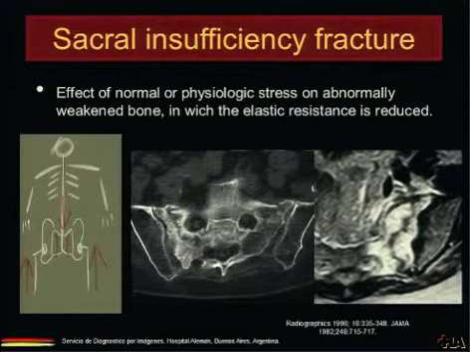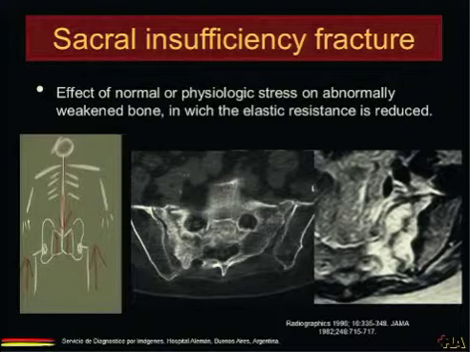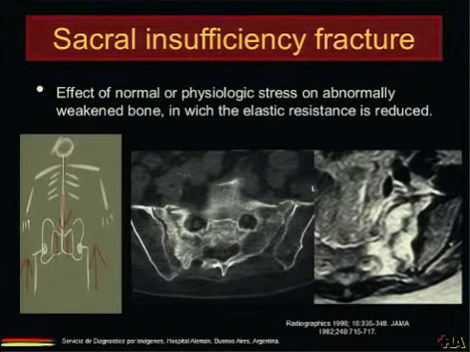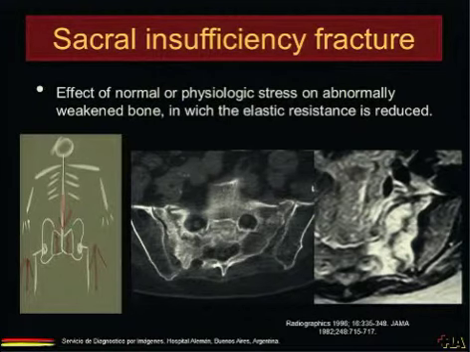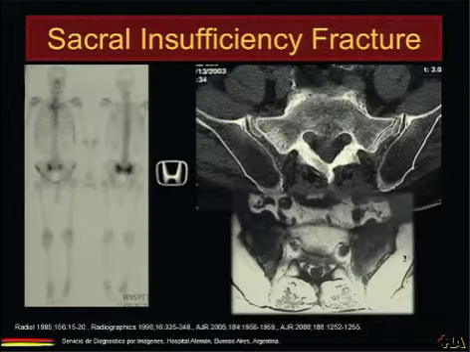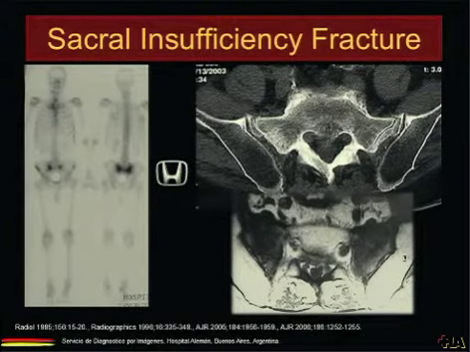An insufficiency fracture is the effect of a normal stress in an abnormal bone. And this is the case of the sacral insufficiency fracture, where the body weight acts on both sacral alae and breaks them. So we can see a vertical line, parallel to the sacroiliac joints. Sometimes it's bilateral, sometimes it's unilateral.